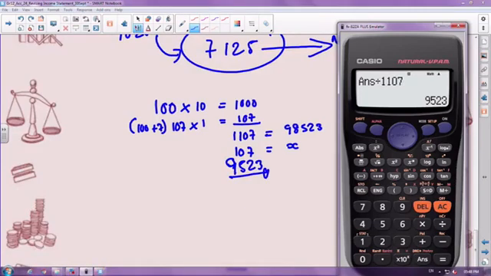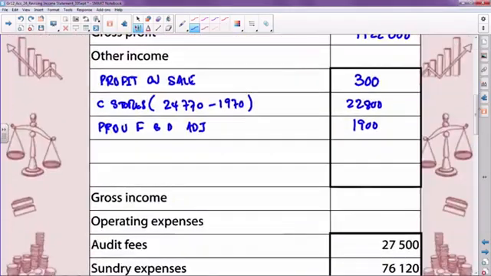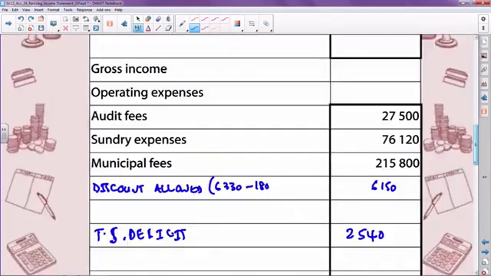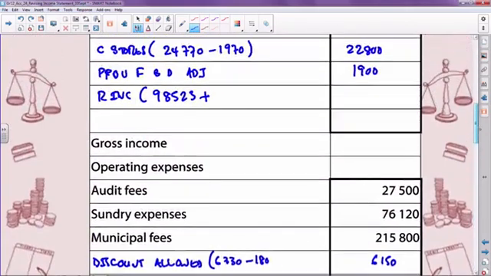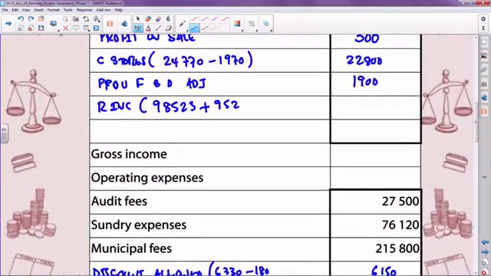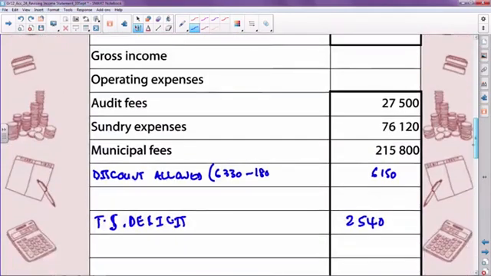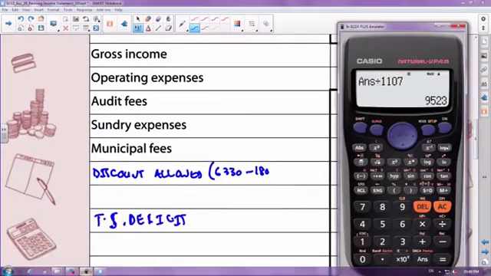Okay, so let's use those figures that we have there. 98523 is my rent income. Rent income 98523 plus what? It's an accrued income. Debit accrued income, credit my rent income, increase my rent income by how much? 9523. And obviously that will give us the final total that we want.